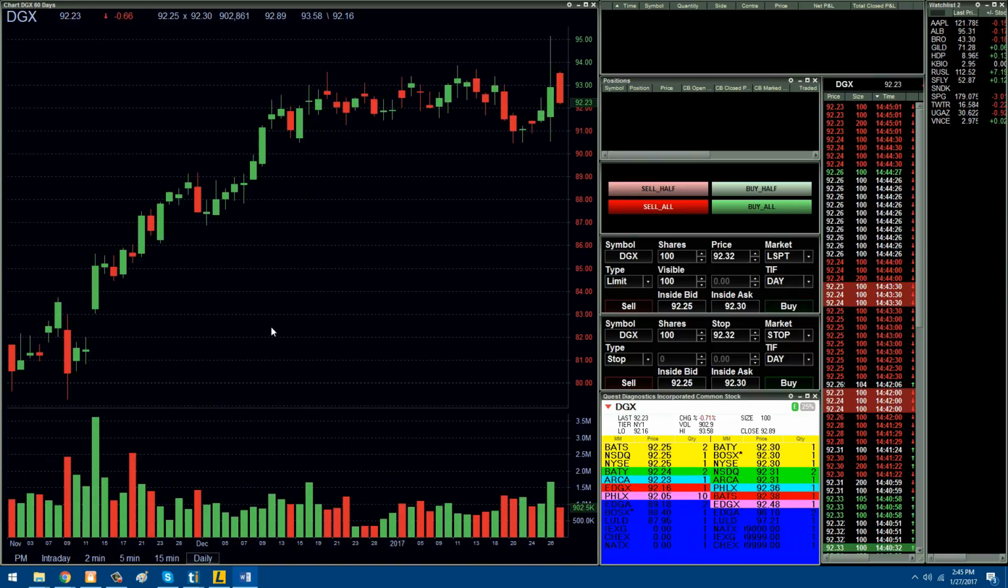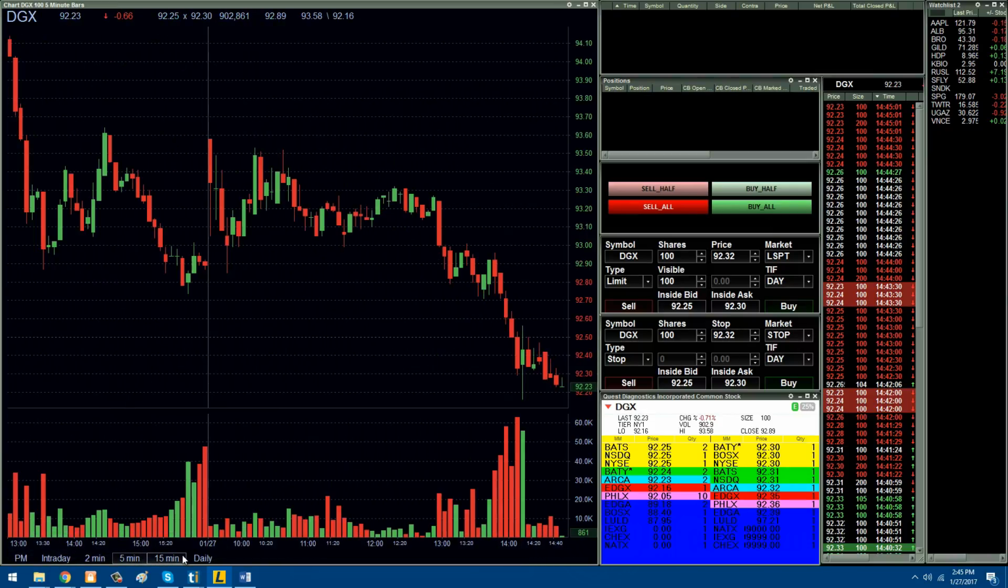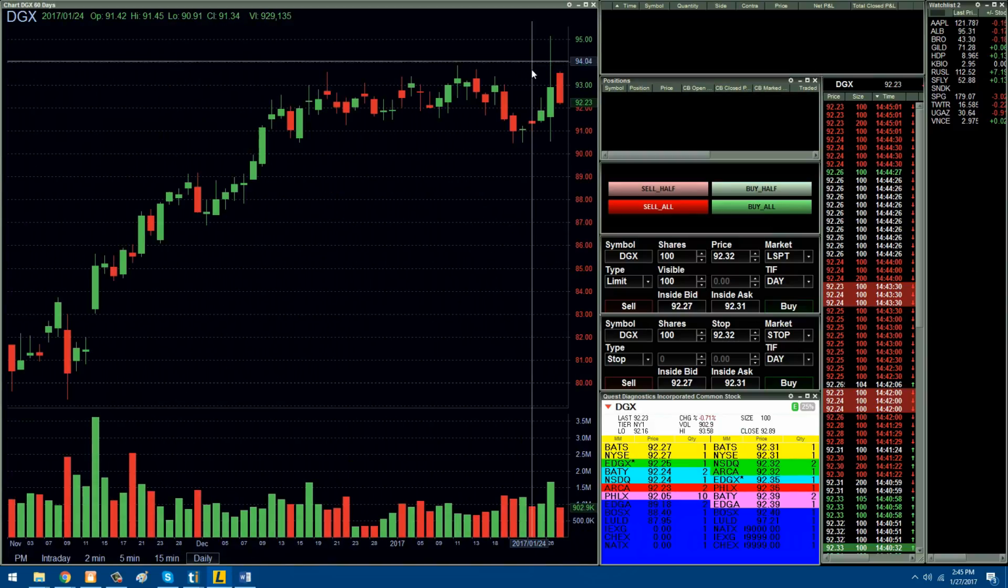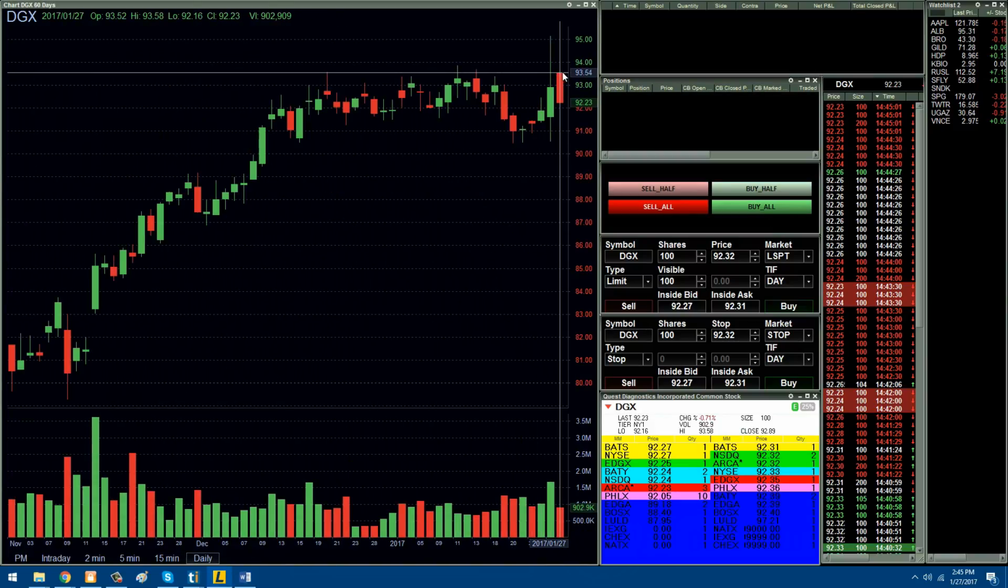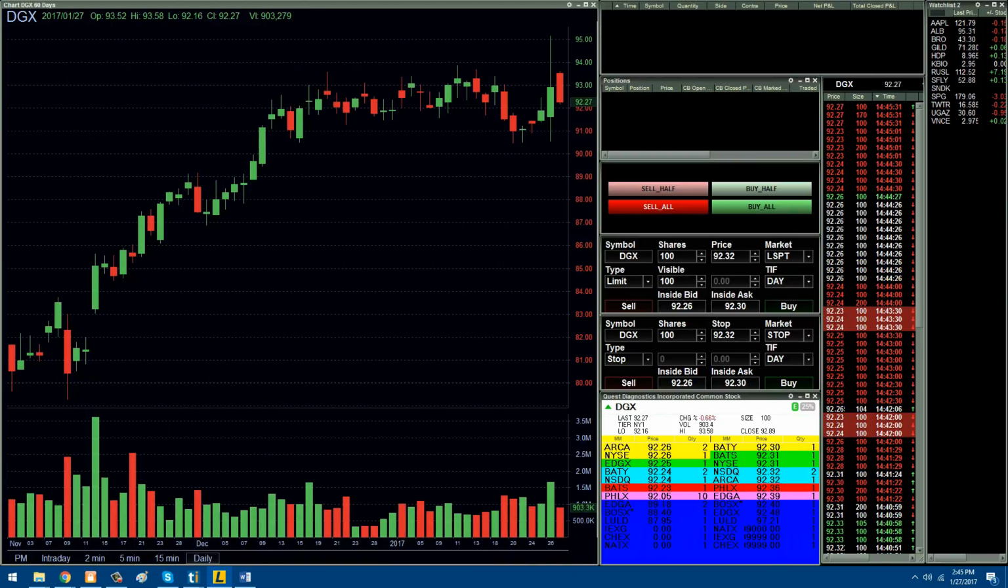This chart is set up to have tabs from PM, which is pre-market, intraday, which is 1 minute, this is 2 minute, 5 minute, and 15, and I have the daily here, but I only use that for you guys so I can make daily support and resist lines. I have another daily chart on my monitor on the right hand side.